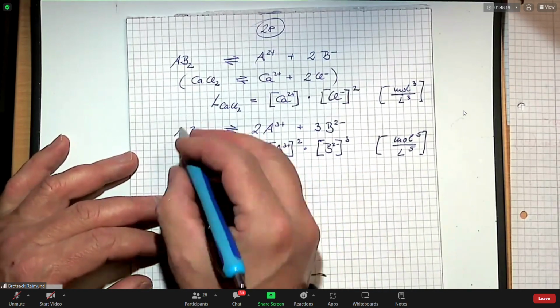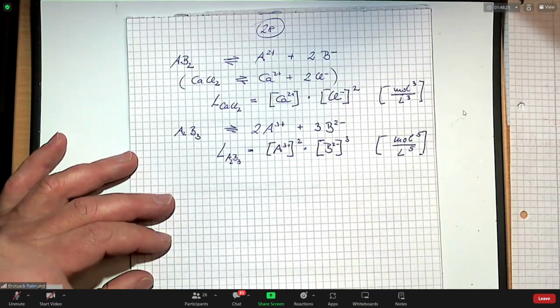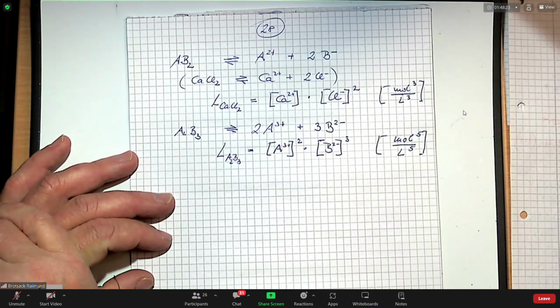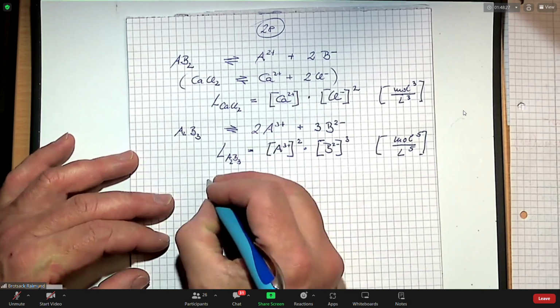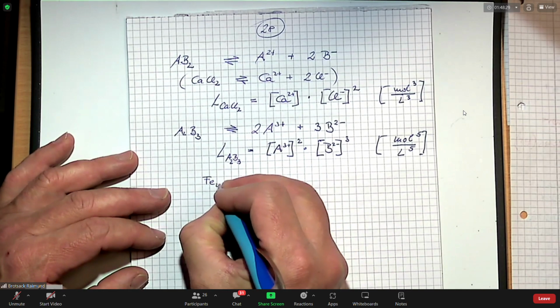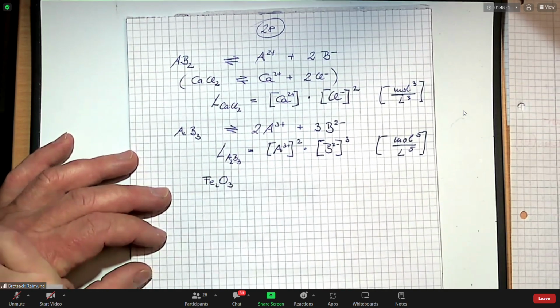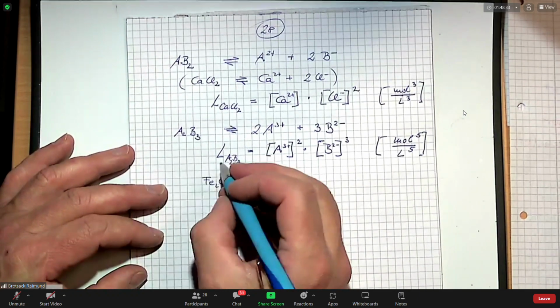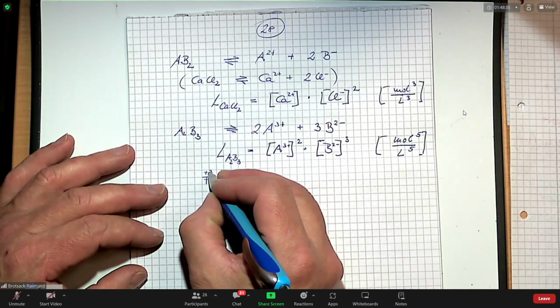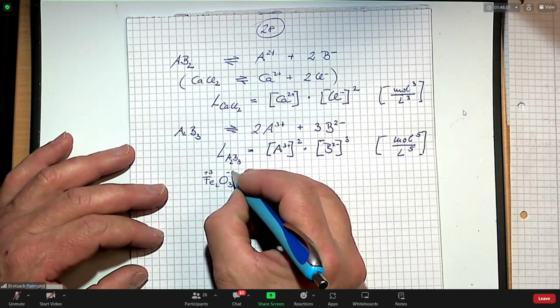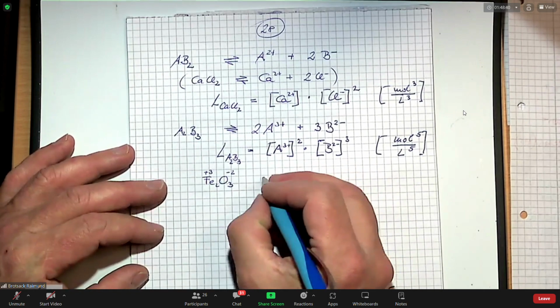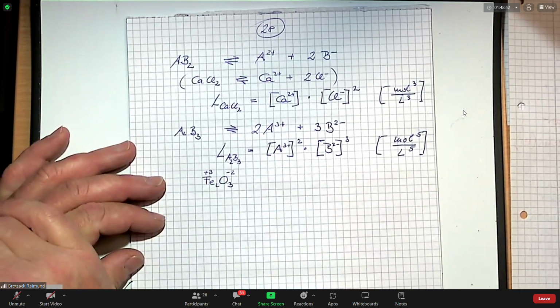An example of an A2B3 type, do you know one? Fe2O3, for example. Here, this is the iron plus 3 and the oxygen minus 2. That could be an example of an A2B3 type.